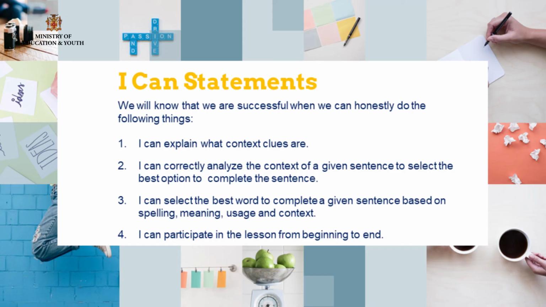Well, boys and girls, it's that time again to check what we have learned so far from the activity. Can you honestly say yes to these I can statements? Number 1, I can explain what context clues are. Number 2, I can correctly analyze the context of a given sentence to select the best option to complete the sentence. Number 3, I can select the best word to complete a given sentence based on spelling, meaning, usage, and context. And of course, number 4, I can participate in the lesson from beginning to end.